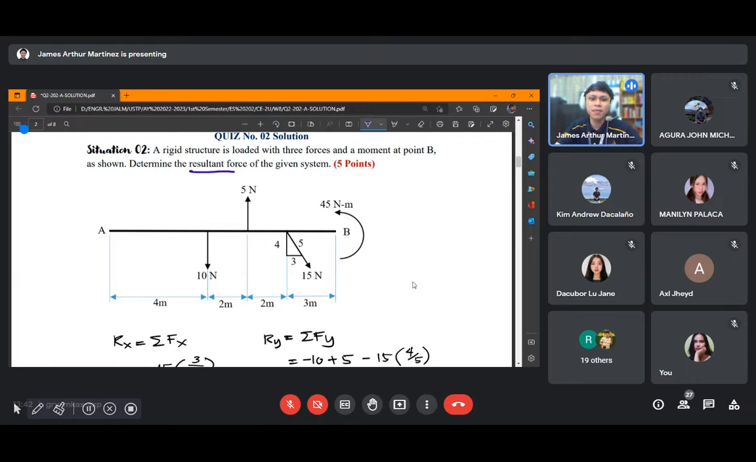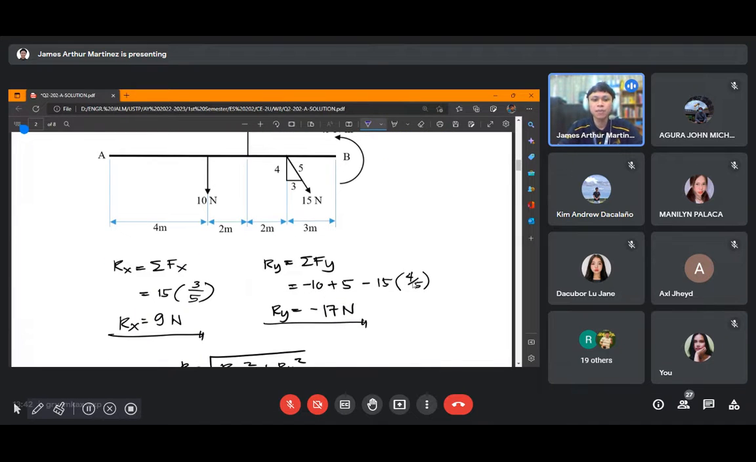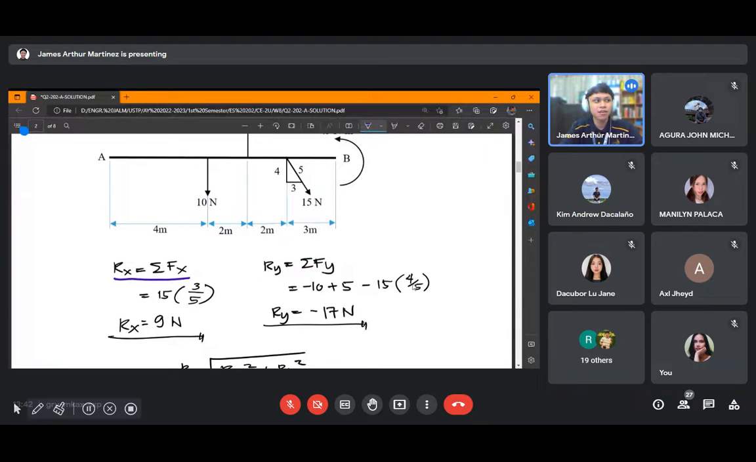For the resultant force, in solving this, R is just equal to the square root of Rx squared plus Ry squared. Okay? So we must determine the total force acting on the x-axis and the total force acting on the y-axis. So how much is the total force acting on the system? With that, we just have to sum up forces on the x and y axes. So first, summation of forces on the x-axis.